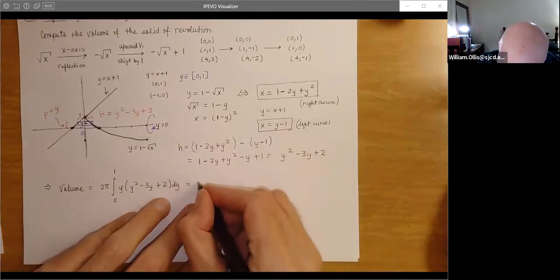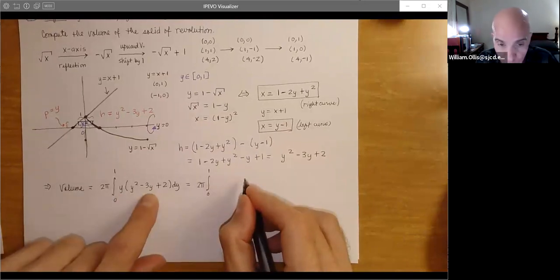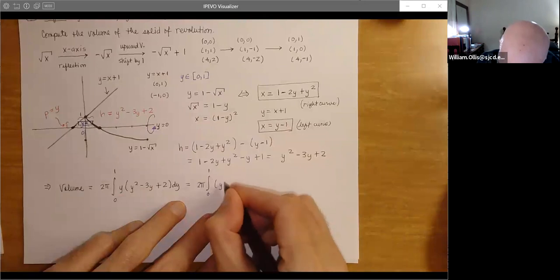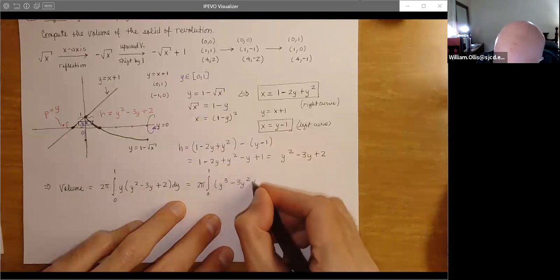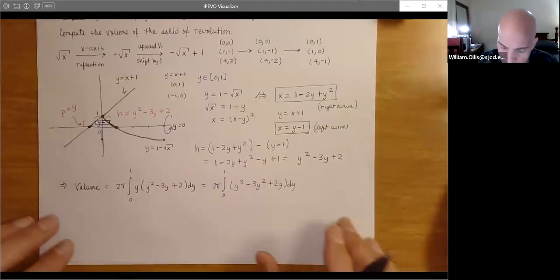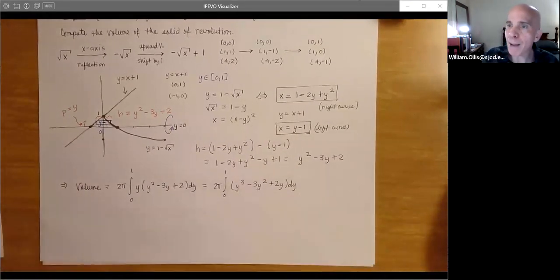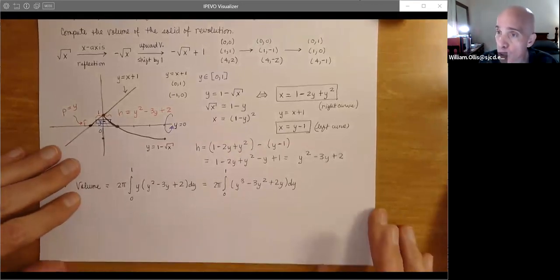So now we have 2 pi, 0 to 1. So let's go ahead and multiply this out by the distributive law. So we have y cubed minus 3y squared plus 2y. So now, one nice thing about Calculus 2 is that we find ourselves just going right back to Cal 1 and college algebra. And so there's some comfort in knowing that we don't have to really invent a lot of new mathematics. We're simply recasting what we already know, which kind of makes this a topics course.